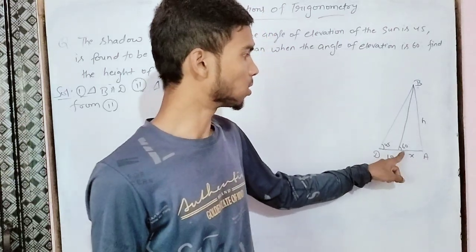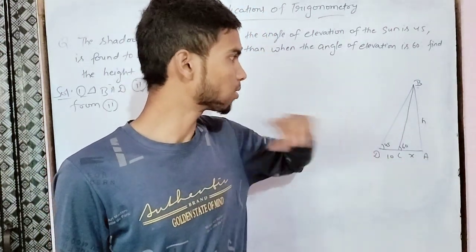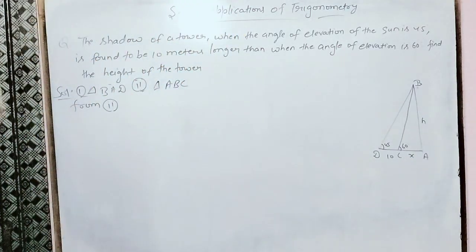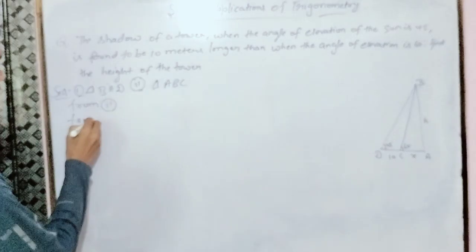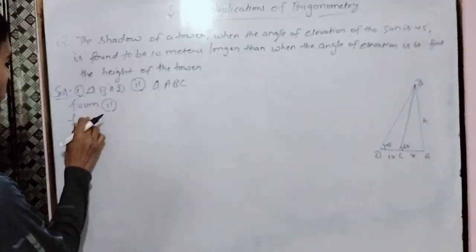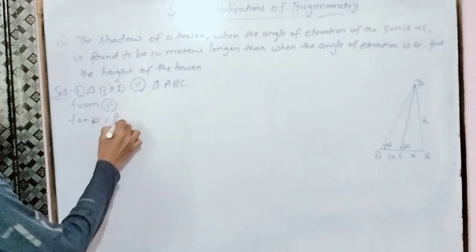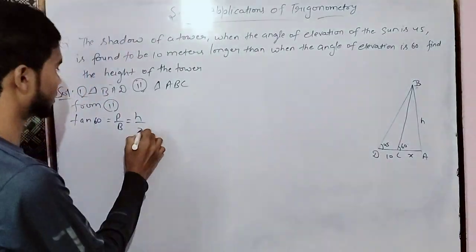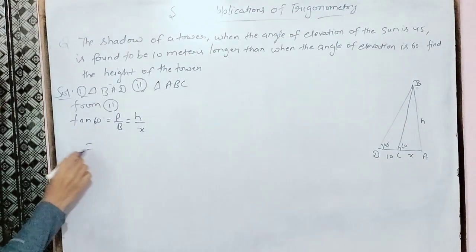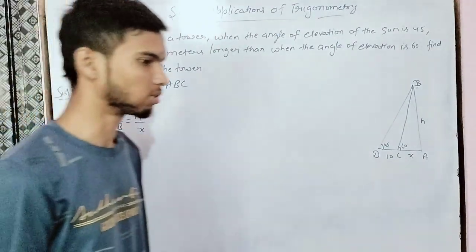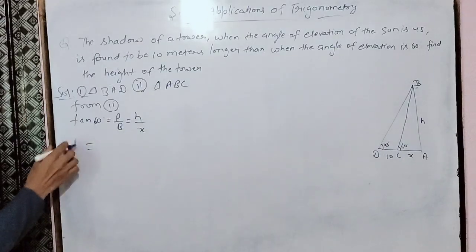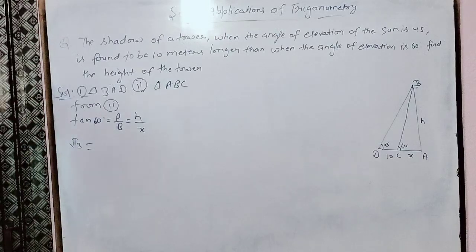So here, according to this theta, this will be the perpendicular and this will be the base. So H upon B, perpendicular upon base. So tan 60 is P upon B. P is H and B is X. So can we classify it? Tan 60, I think it would be root 3. It should be root 3. What do you think?